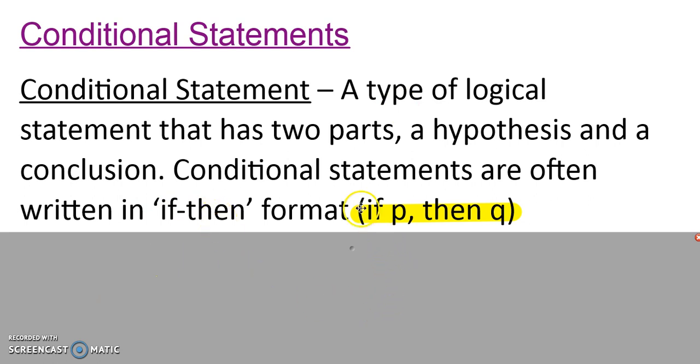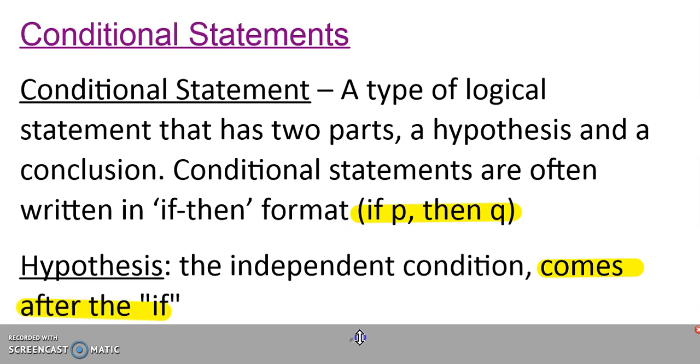So we'd say if P, so P is just a variable, anything could be filled in there, and then that's the hypothesis, and the conclusion is then Q. So we're saying if this happens, which is our hypothesis, then this will follow, and that's our conclusion. And so again, P and Q can be replaced with a statement. We're going to use that format because coming up we're going to be changing around these statements, and so if P then Q is kind of our formula to use.